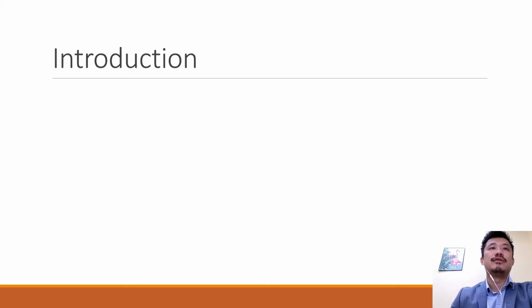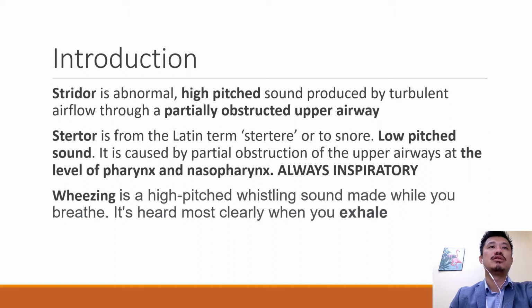So my introduction for today. So what is Stridor? As some of you might know, Stridor is actually an abnormal high-pitched sound produced by turbulent airflow through a partially obstructed upper airway. And in ENT, we can also differentiate between Stridor and Stridor. Stridor is from the Latin term stridere, or to snore. Basically, it's a low-pitched sound.